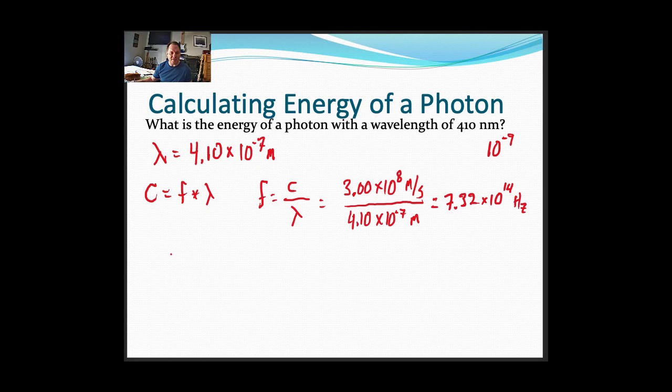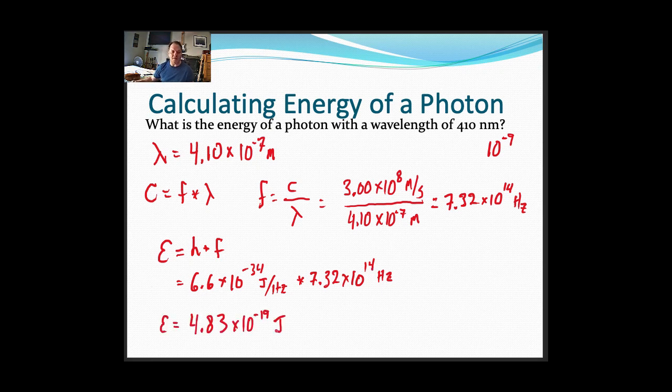Now we're going to find the energy by using energy equals Planck's constant times the frequency, where Planck's constant was given as 6.6 times 10 to the negative 34th joules per hertz. So we multiply that by the frequency we found in the previous calculation. Good thing we know how to work in scientific notation. And we come up with 4.83 times 10 to the negative 19th joules.